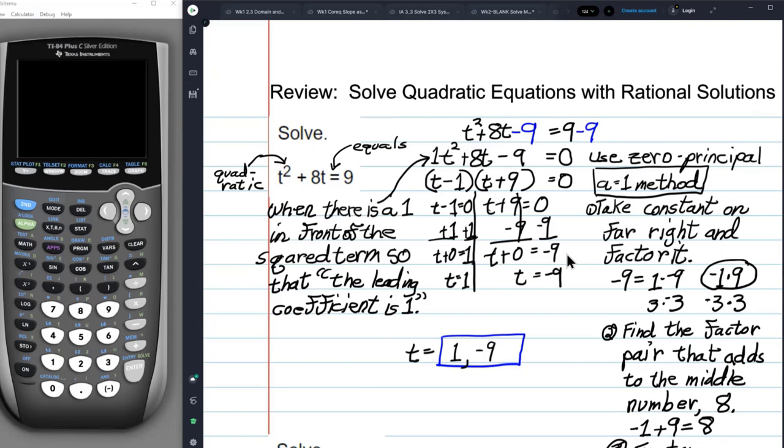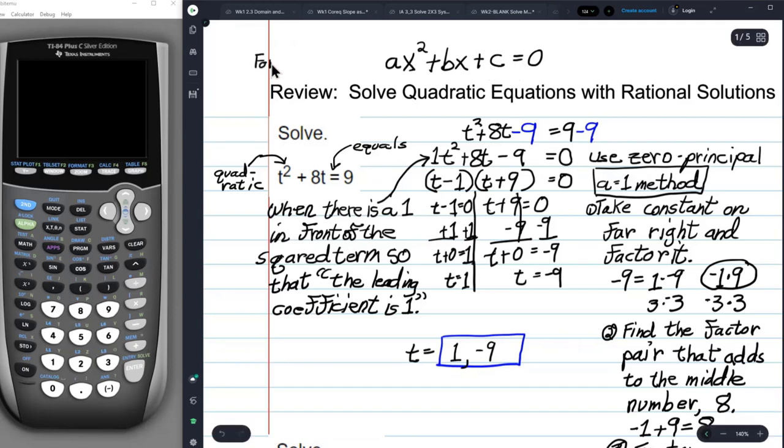So we're going to do a little bit more explanation. This is the general formula for a quadratic equation. It's the formula for a quadratic equation. I'm going to run out of room.